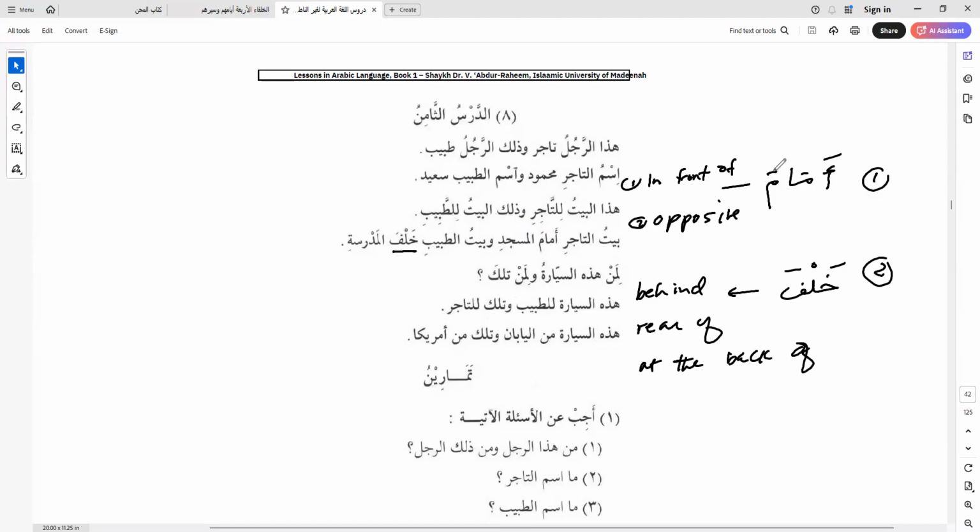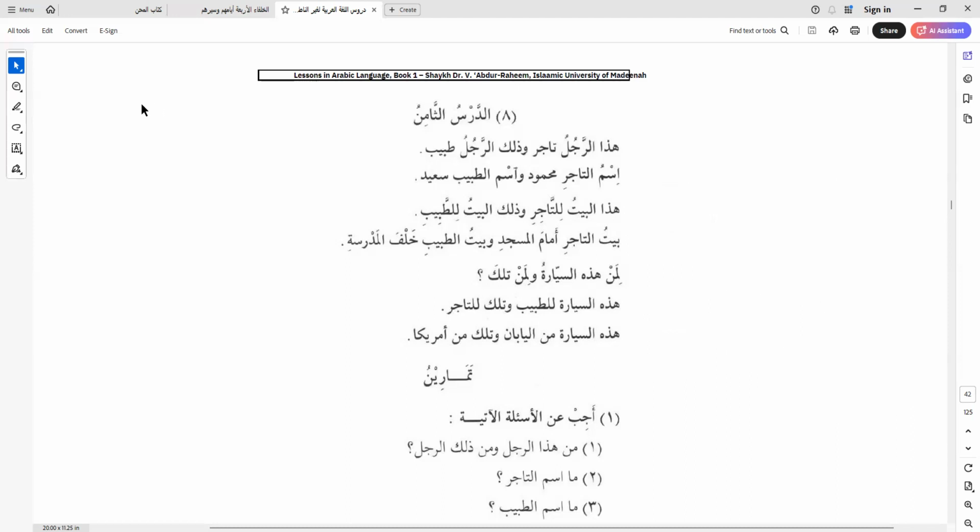It's always amama with fatha at the end. Khalfa, right? And when you use amama and khalfa, they indicate place. So they are adverbs of place. They show the place where something is. And they behave like prepositions. They make the noun after it kasra in the end. So you can see amama al-masjidi, and then you also have khalf al-madrasati.